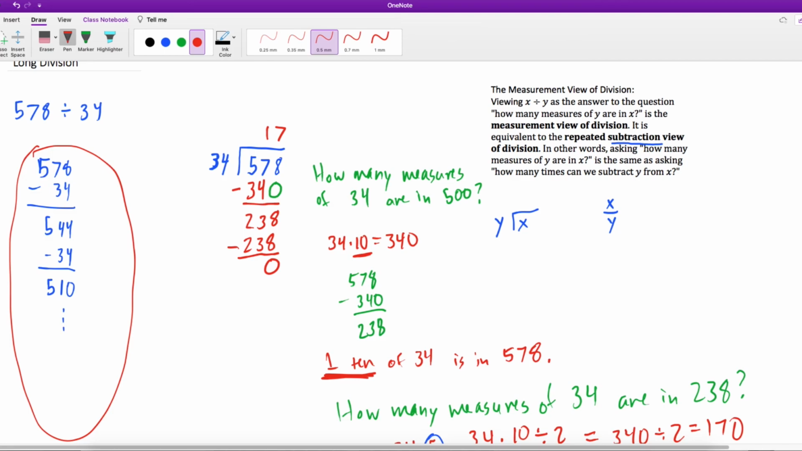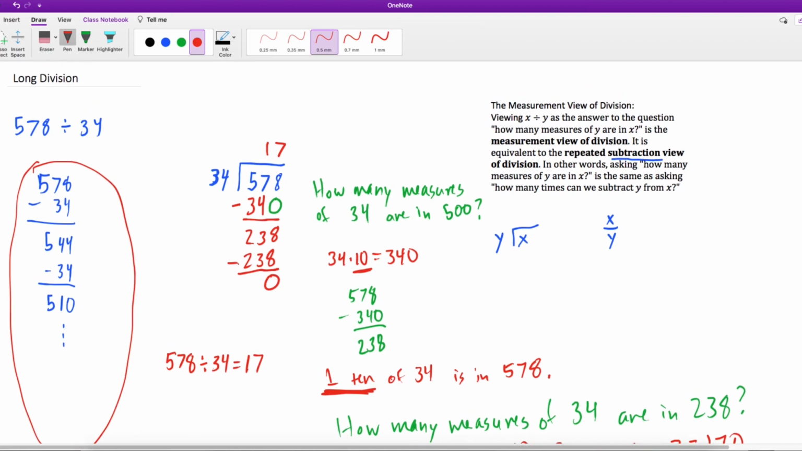And so that gives us the answer of 578 divided by 34 equals 17. Okay, and that is it. I hope this helped you see a little bit of connection between the procedure of long division and the concept of the measurement view of division.